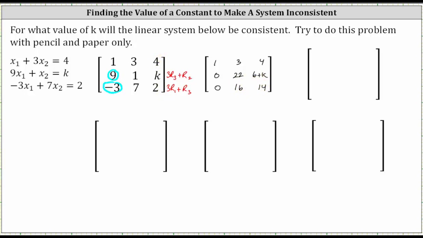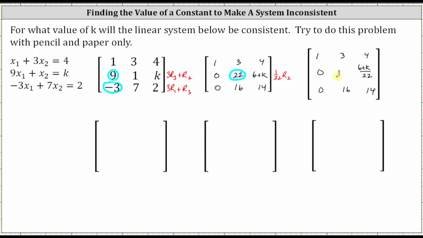For the next step, let's make the entry in row 2, column 2, a 1 by replacing row 2 with 1/22 times row 2. Row 1 and row 3 remain the same. Multiplying row 2 by 1/22, we have 0, 1, and then 1/22 times the quantity 6 plus k is the quantity 6 plus k divided by 22.